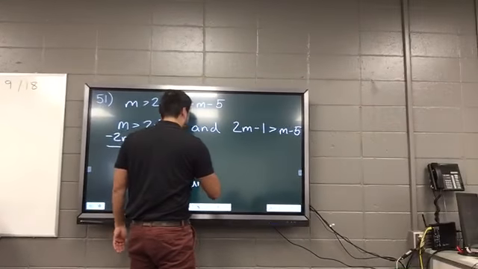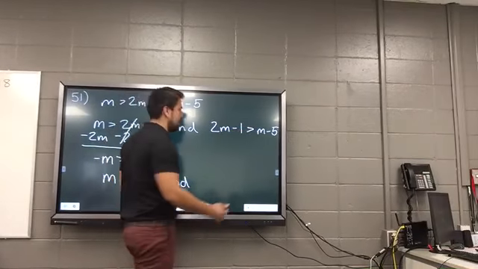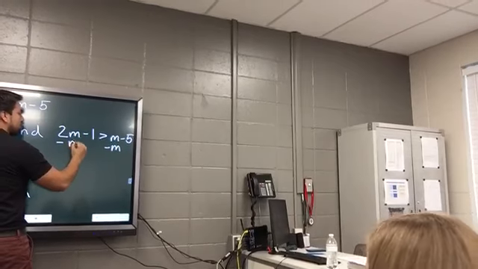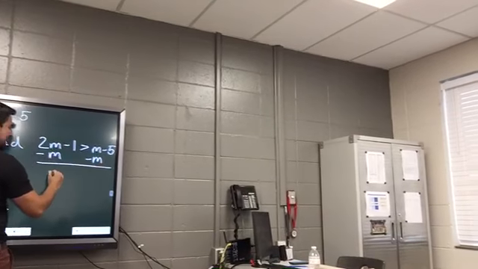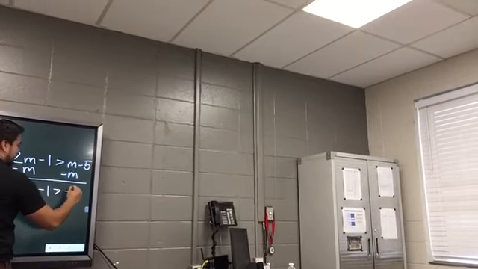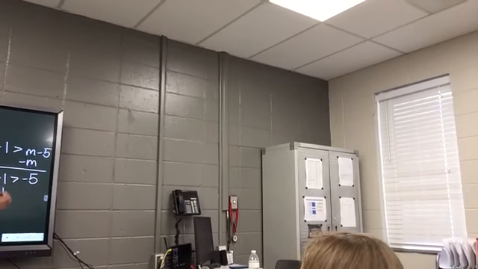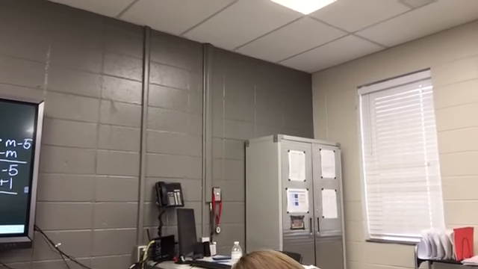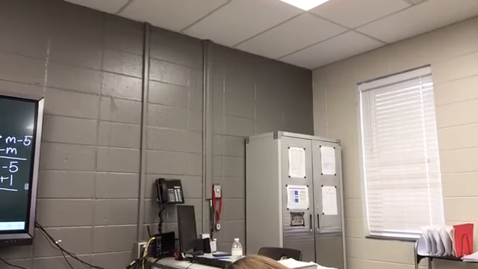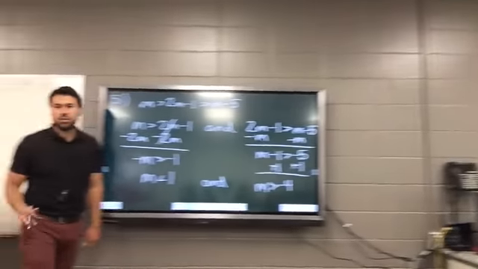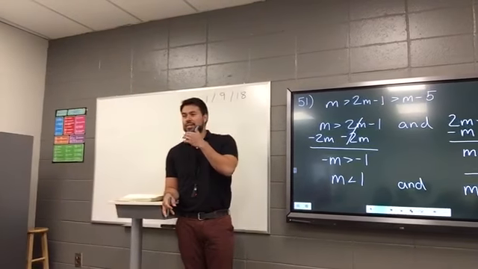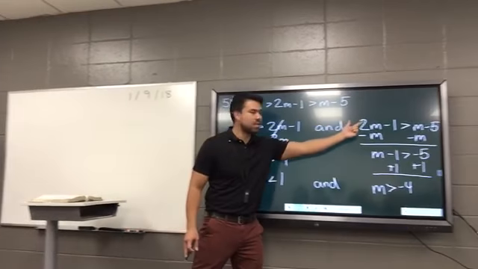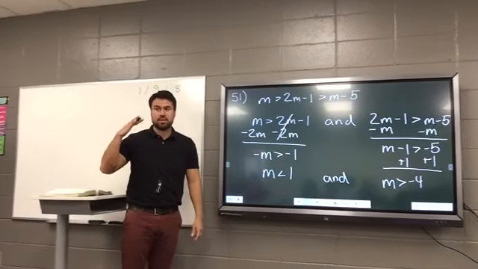All right, how do I solve for this one? In a similar way, if you want to get m to one side, you could subtract m from both sides. And you're left with m minus 1 is greater than negative 5. Then you add 1 to both sides, and you're left with m is greater than negative 4. All right, here are my two inequalities. Do you guys remember how to solve for both inequalities? This is multi-step. That was Friday's lesson.